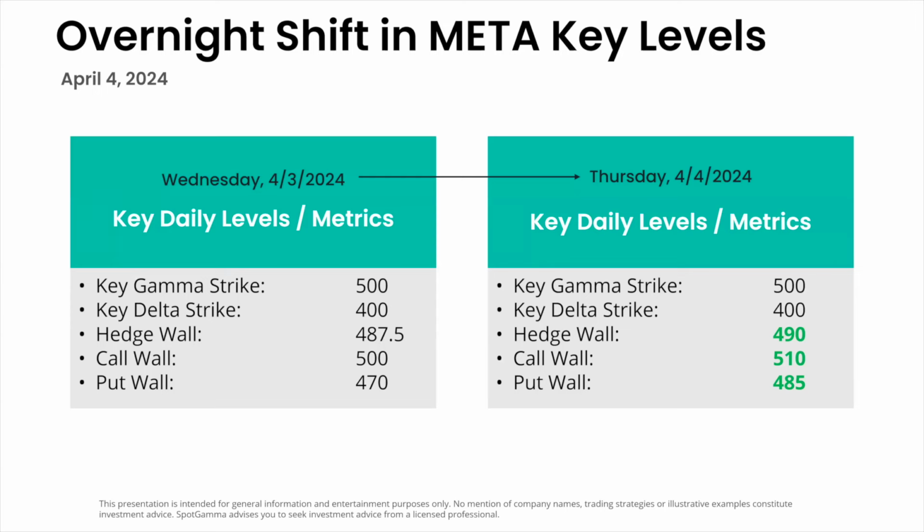These two tables summarize the SpotGamma key daily levels for this study that were shown in Equity Hub on April 3rd and 4th. Green numbers on the right table indicate the value increase from the previous day. This table on the right shows the hedge wall, call wall, and put wall moved higher from the previous day.